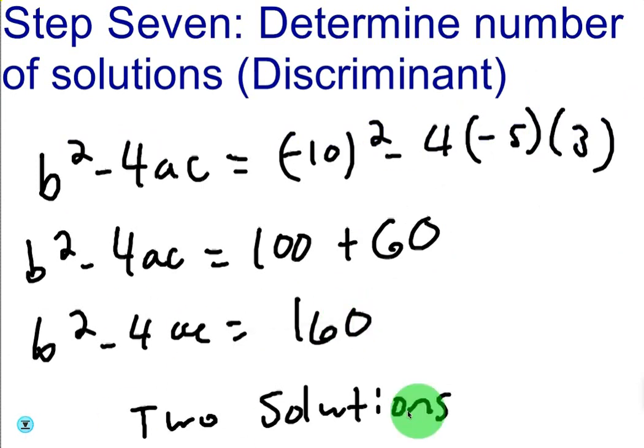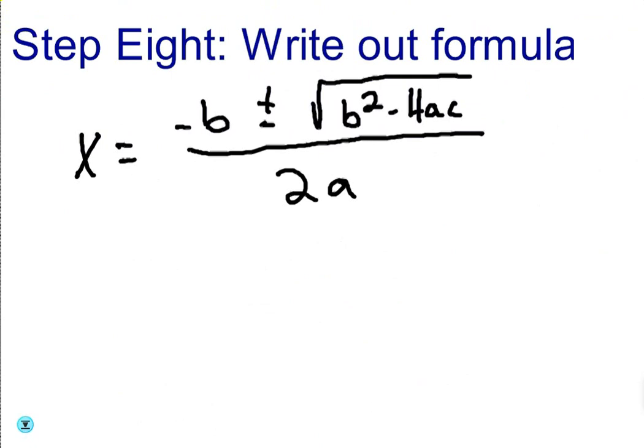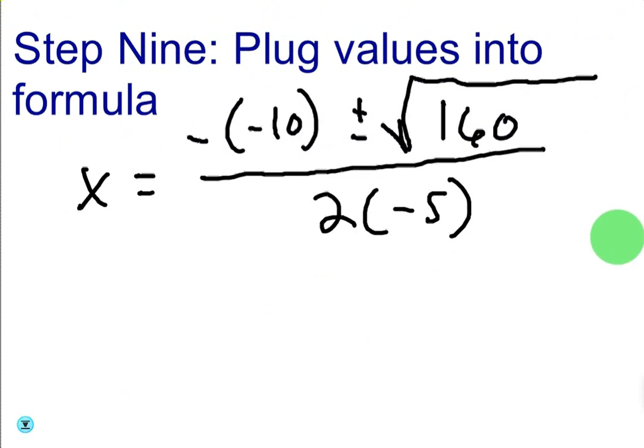All right, so make sure you have the formula written out. Then you're going to plug in negative B, A, and the discriminant, which is 160, will go inside the radical. So it's negative 10 plus or minus square root of 160 over 2 times negative 5. That will become positive 10. That will become negative 10 on the bottom.